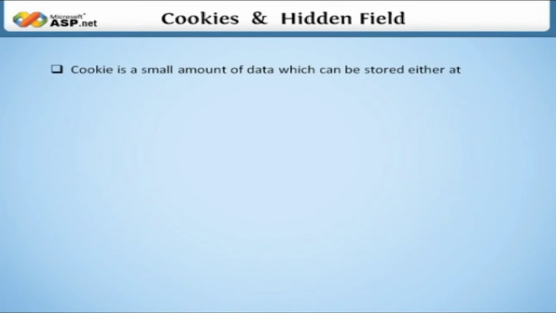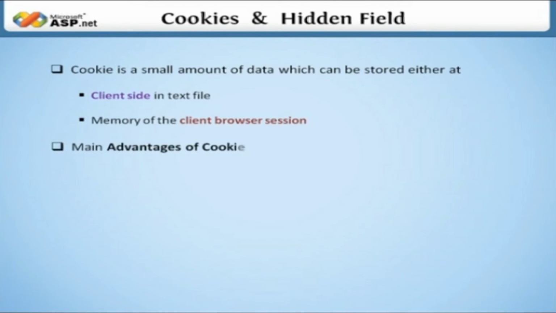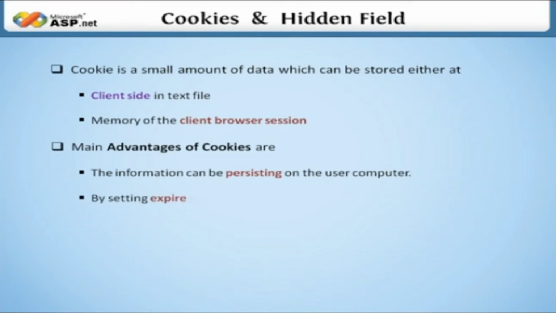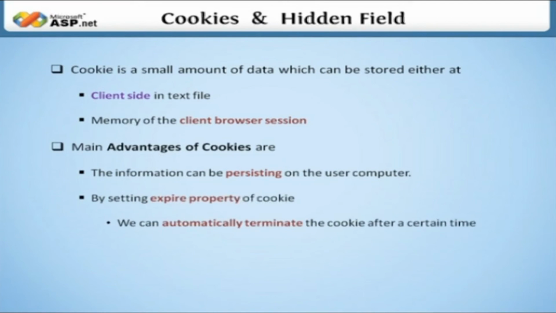Cookies and hidden fields. Cookies are a small amount of data which can be stored either at the client side in a text file or in the memory of the client browser session. The main advantages of cookies are that the information can persist on the user's computer, and by setting the expire property of the cookie, we can automatically terminate the cookie after a certain time.